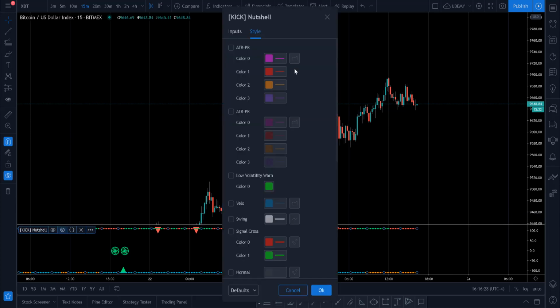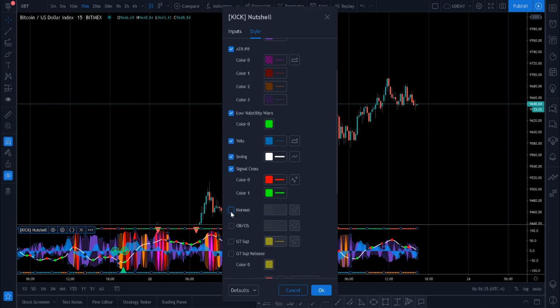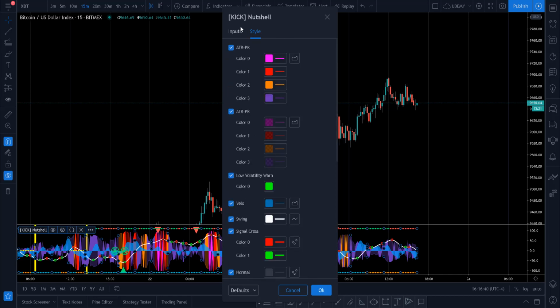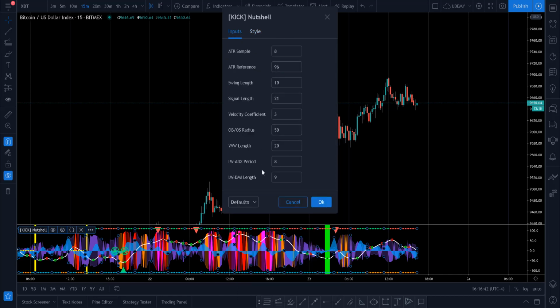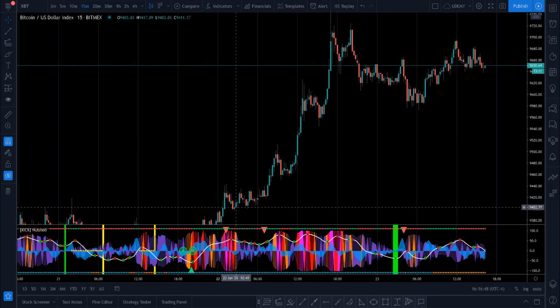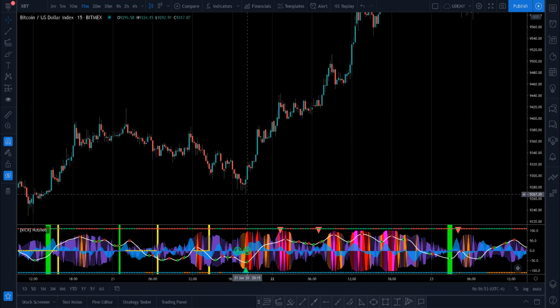So now let's bring everything back in. There we go. And let's see, did I talk about all the settings? Yes, I did. Okay, so with everything put together, you can see how the indicator was built to have all of the different components that you want.